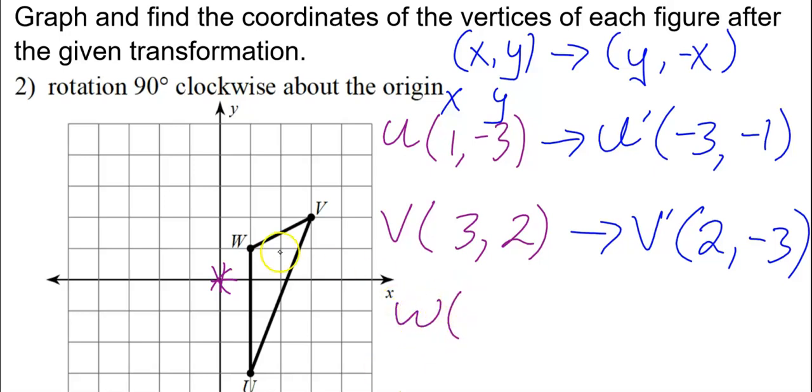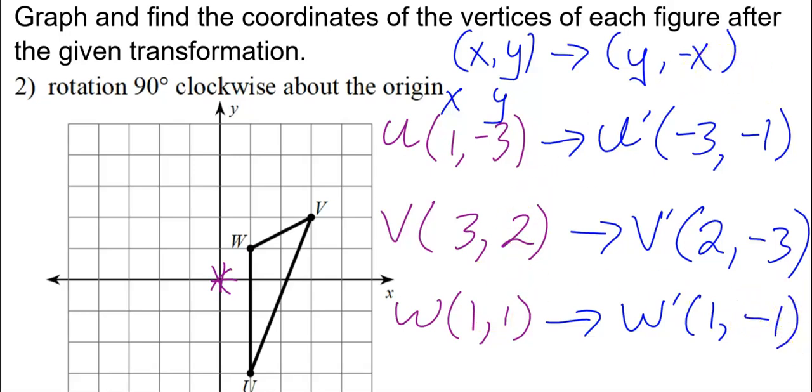And our last point is W. W is 1 to the right, 1 up. Map that onto W prime. The rule says Y is first. So here's Y. Write X second. X is second, but you've got to change the sign. Boom. There's my 90 degree rotation.